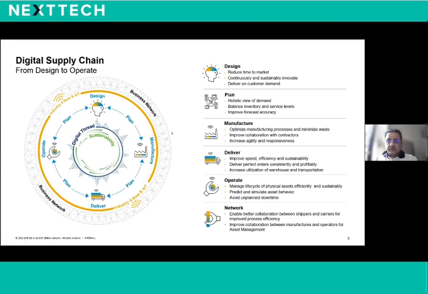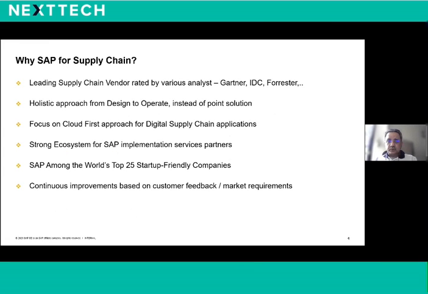SAP has been in the ERP business for around 40 years. SAP's approach to market is not just to go with a point solution, but an integrated approach, as we call it, design to operate. Other scenarios are hire to retire, or procure to pay, or lead to cash. That's the approach which we are taking.